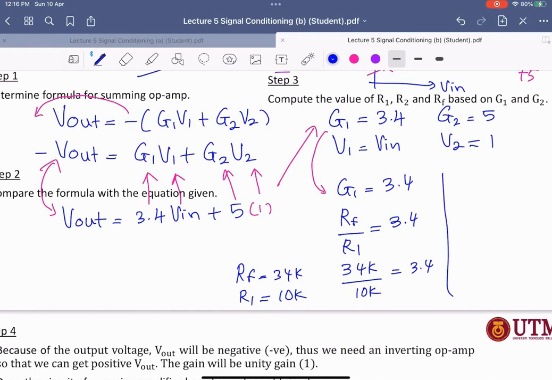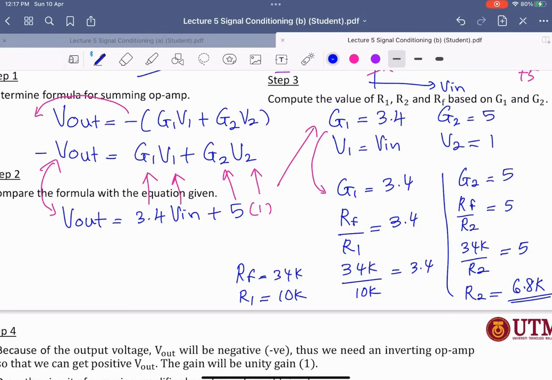And then G2 is 5 volt. By definition G2 is RF over R2 equal to 5. RF is 34K divided by R2 equal to 5. So that means your R2, what is the value for R2? Can somebody calculate it for me, please? Okay, Johnny, good. So this one is 6.8K. Thank you very much.